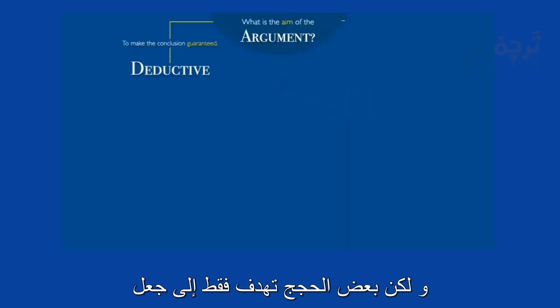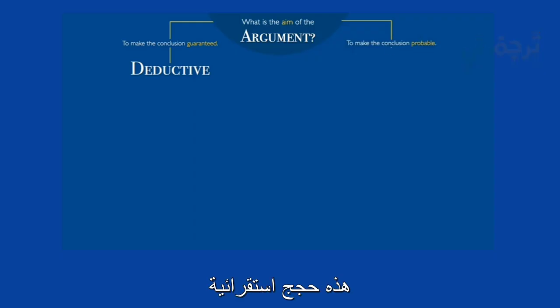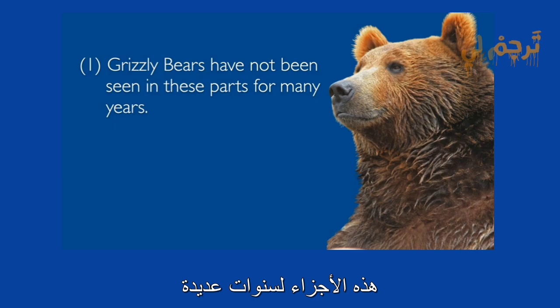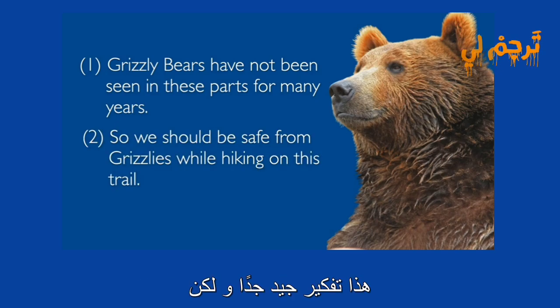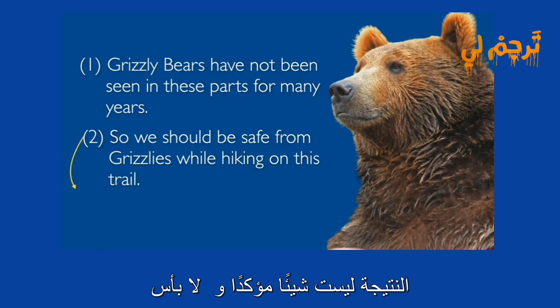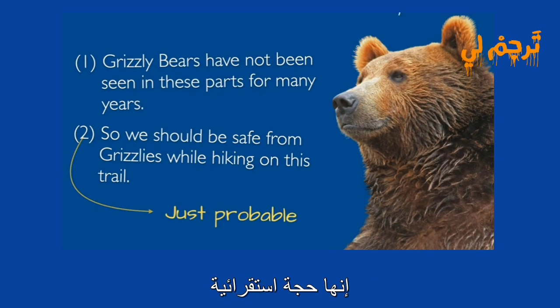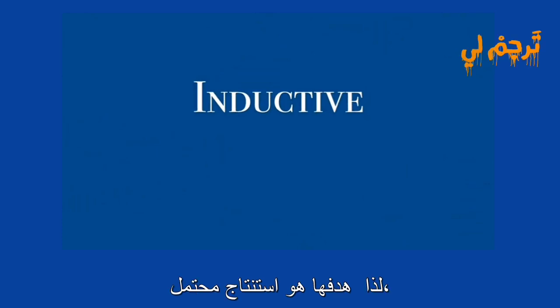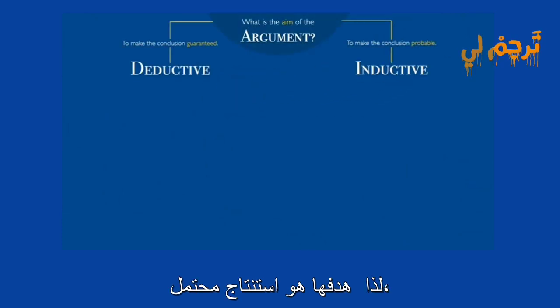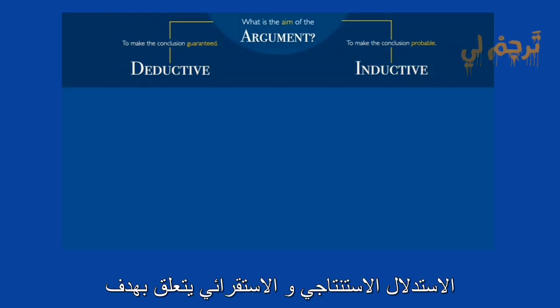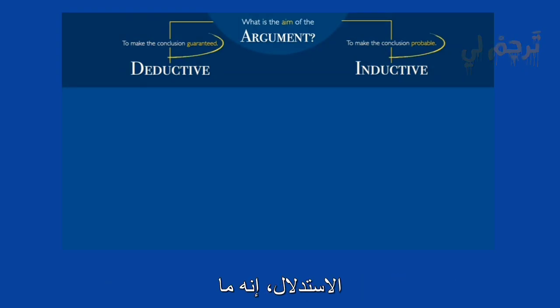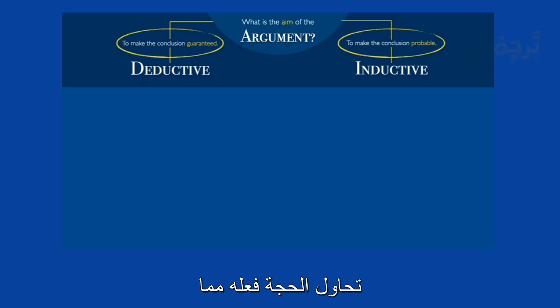But some arguments only aim to make the conclusion probable. These are inductive arguments. For example, grizzly bears have not been seen in these parts for many years, so we should be safe from grizzlies while hiking on this trail. This is pretty good reasoning, but the conclusion is not a sure thing, and that's okay. It's an inductive argument, so its goal is a probable conclusion. So here in this first level of our chart, the difference between deductive and inductive reasoning is all about the aim of the reasoning. It's what the argument is trying to do that makes it deductive or inductive.